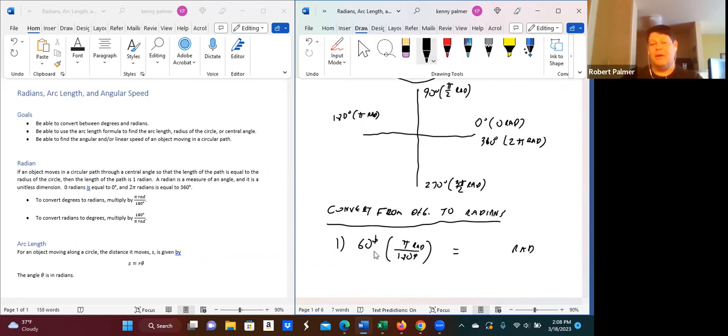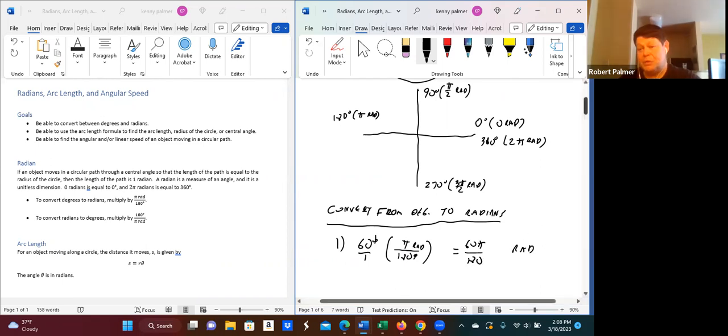It's like multiplying a fraction by 1, say 5 over 5, which gives you the same result, just in a different form. That's what we're doing here. So pi radians and 180 degrees are the same. Multiply this across, and this is being over 1 if you need to. So 60 pi over 180, okay?